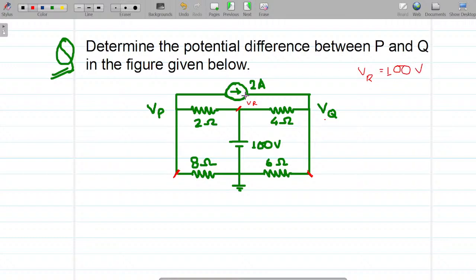Again, in network theory, in questions relating to basic KCL and KVL and probably nodal analysis, all you need to do is focus on whatever is given in the question itself, and you will be good to go. There is nothing difficult about such questions, right? So now that you are given VR, we have this node, this node, and this node. Now let us apply KCL on the node P.